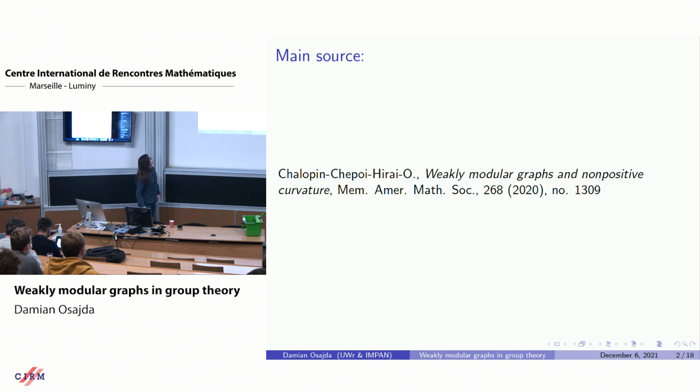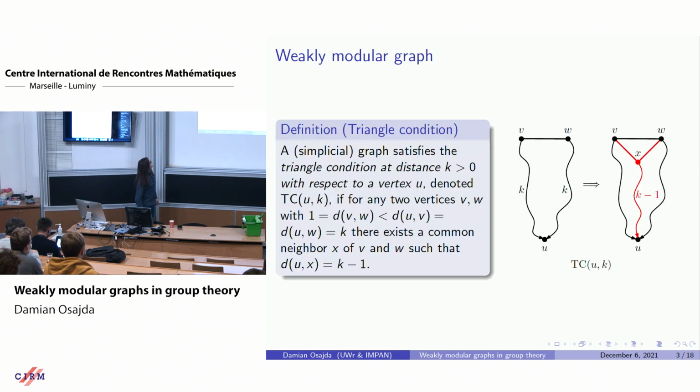Okay, so what's a weakly modular graph and why weakly? Here is the definition of the first condition. This is called the triangle condition. I will not read this, I will say it in my words. This is a picture for this condition.